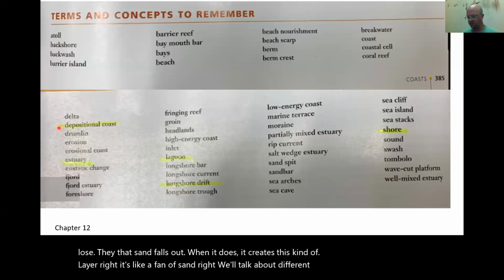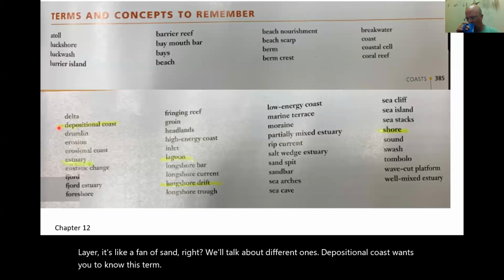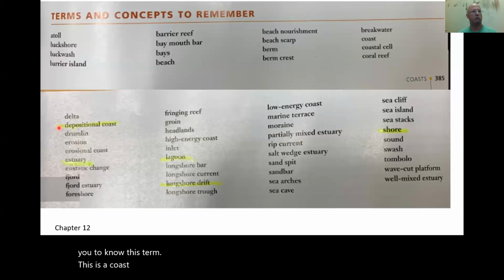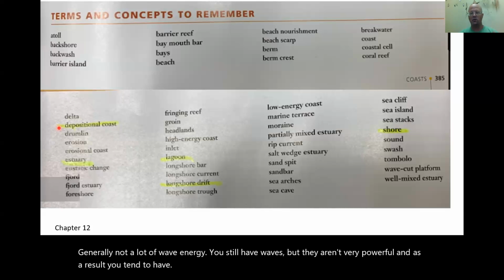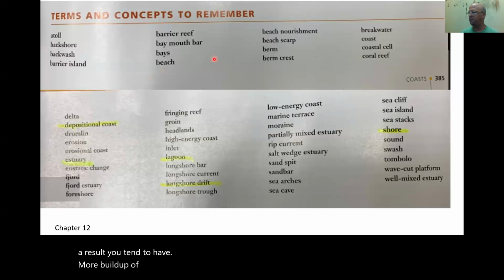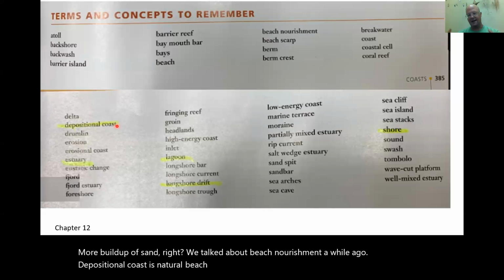Depositional coast, I want you to know this term. This is a coast where there's generally not a lot of wave energy. You still have waves, but they aren't very powerful. And as a result, you tend to have more buildup of sand, right? We talked about beach nourishment a while ago. Depositional coast is natural beach nourishment, right? The ocean is adding sand back to the beach.